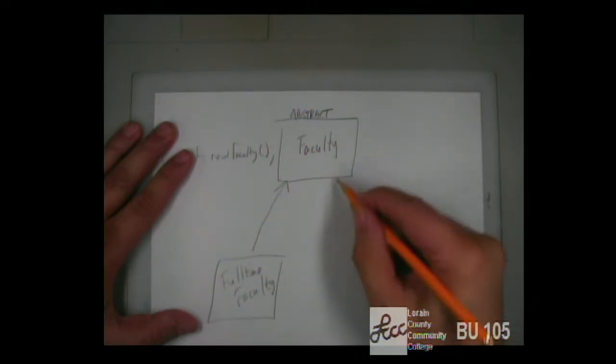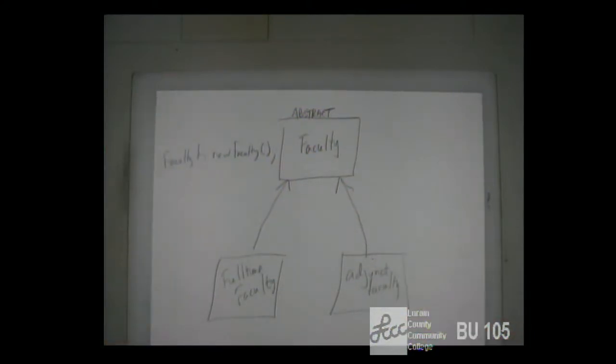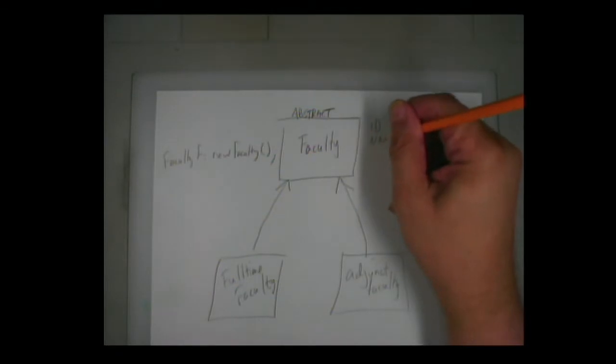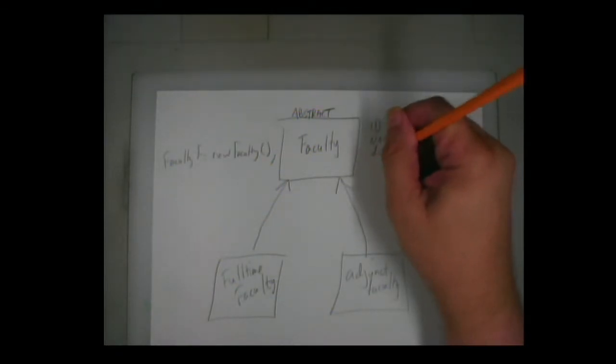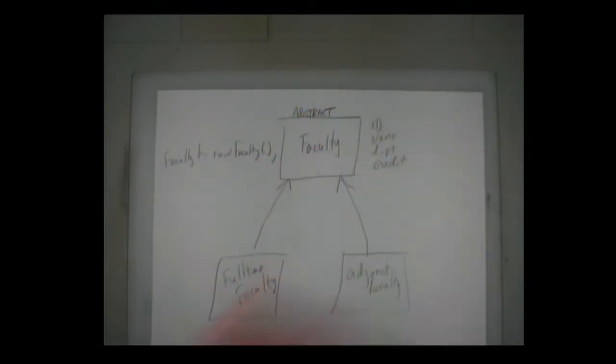We have a number of attributes that exist for faculty. We have an ID number, we have a name, we have a department, we have the credit hours they teach, right? Those are attributes that all faculty members possess. So we can put them in that abstract class of faculty, because an abstract class can have attributes.